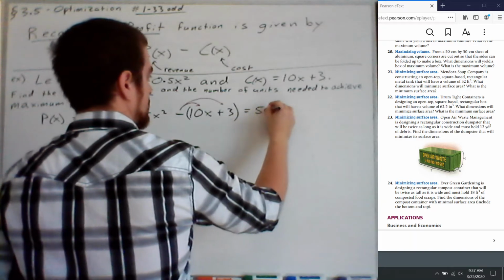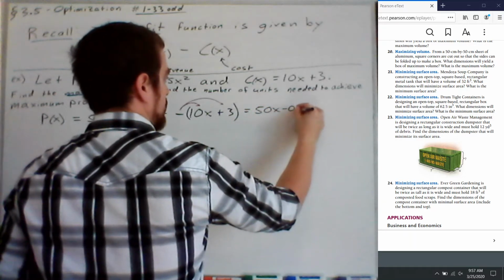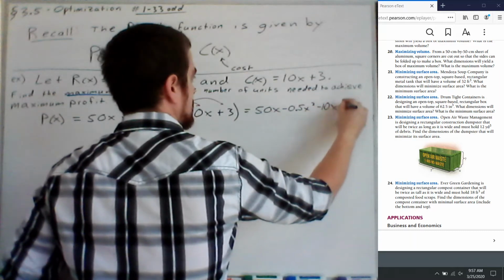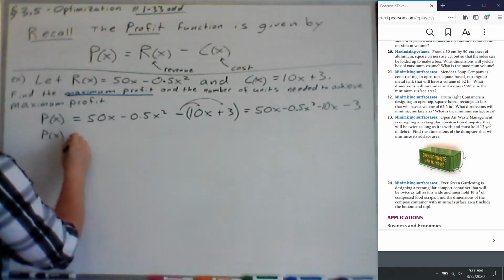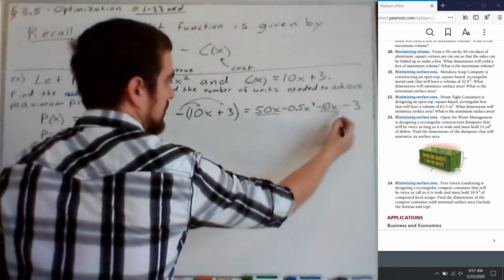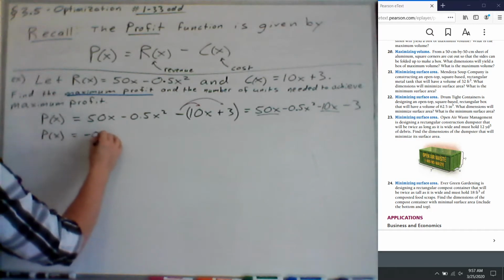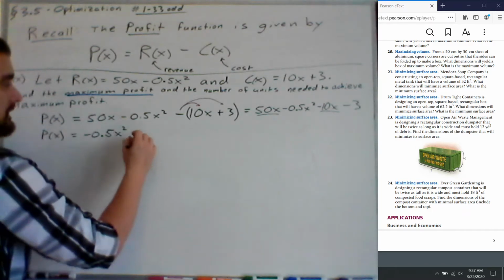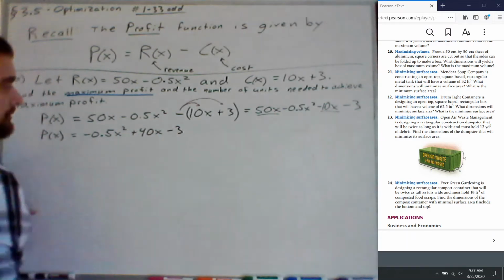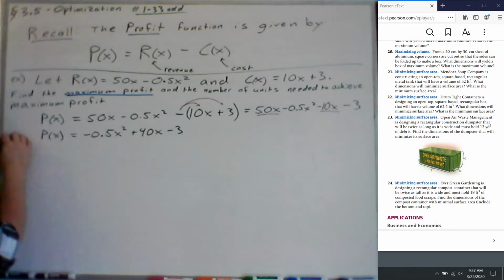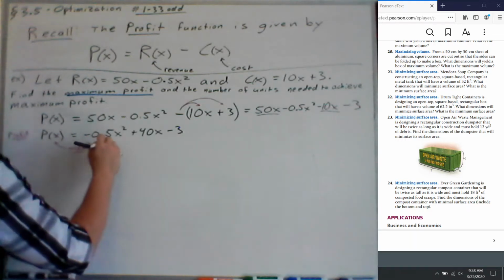If we simplify it a little bit, 50x minus 0.5x squared minus 10x minus 3, I'm just going to go ahead and combine these two terms, 50x minus 10x. And I'll write it in descending order for the powers. You don't have to by any means, but maybe just to keep it a little organized here. Here is our profit function. All right, so we've got our profit. This is the thing we're trying to find the maximum for, which means I need to find P prime.